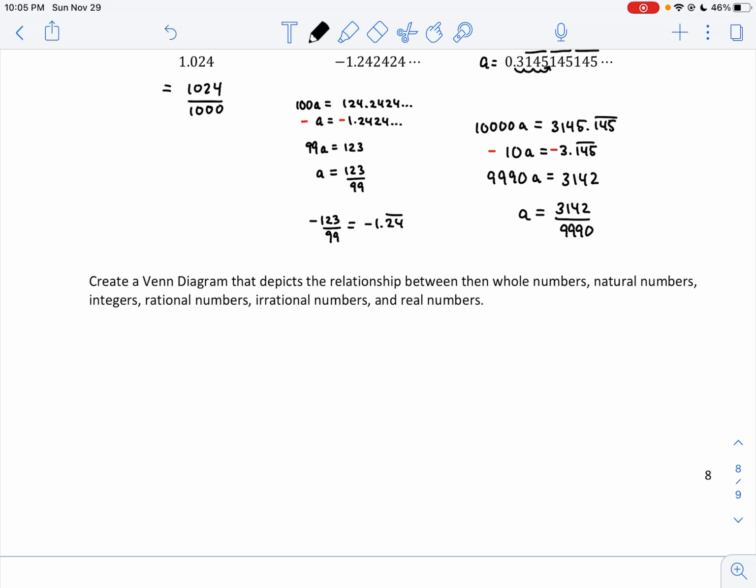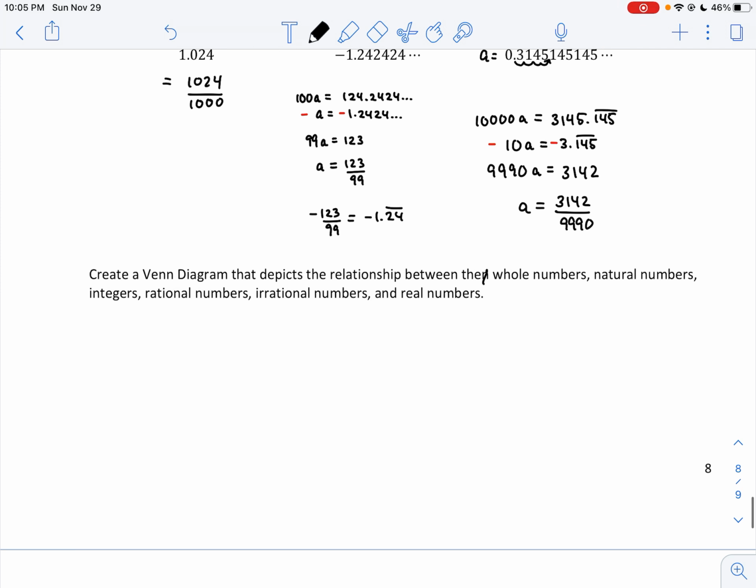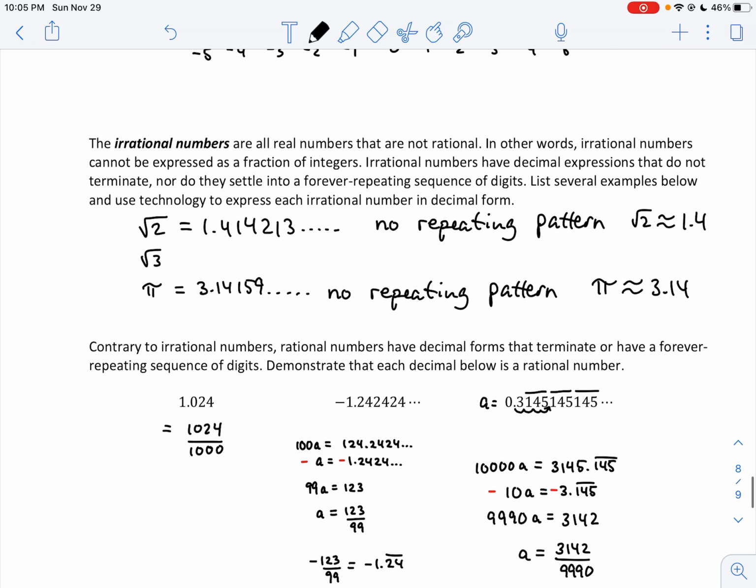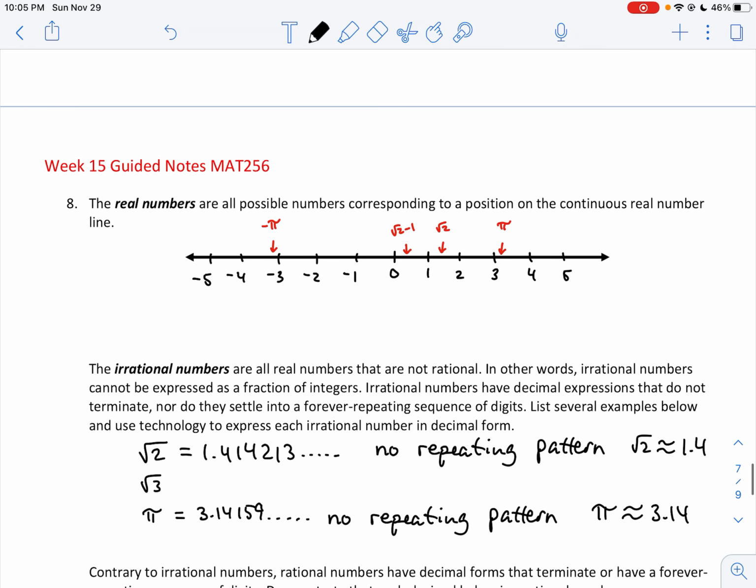And finally, create a Venn diagram that depicts the relationship between the whole numbers, natural numbers, integers, rational numbers, irrational numbers, and real numbers. There's all these different classifications. We can work from largest to smallest. Let's start with the real numbers.